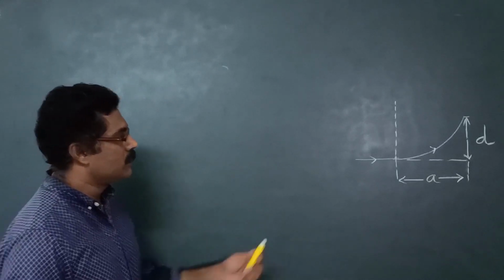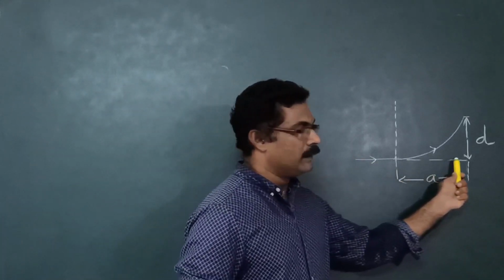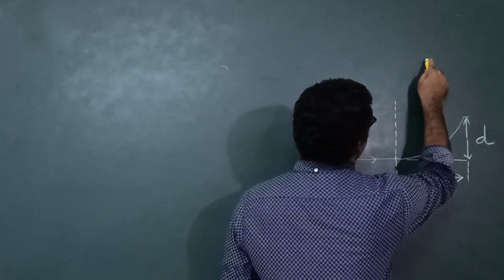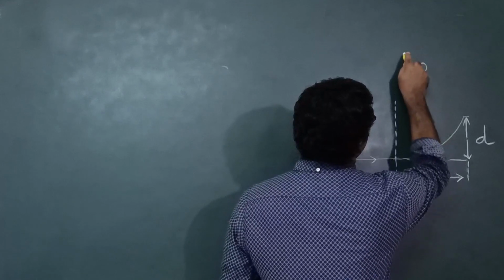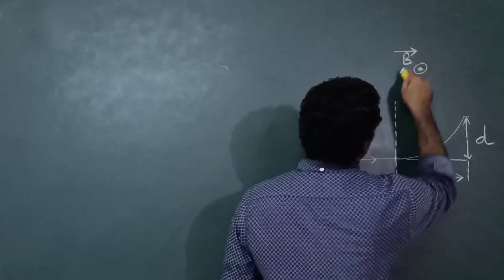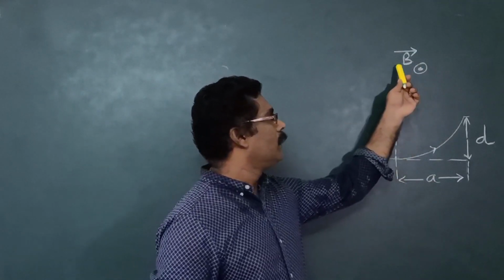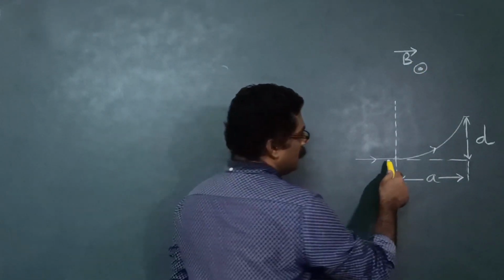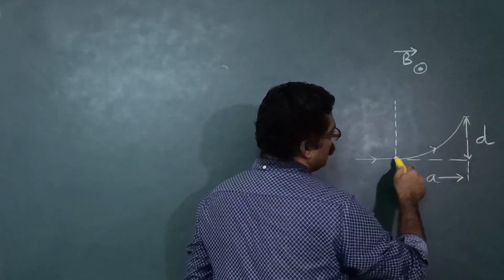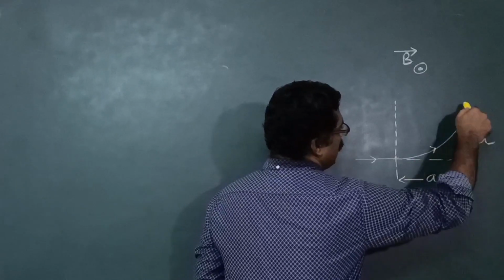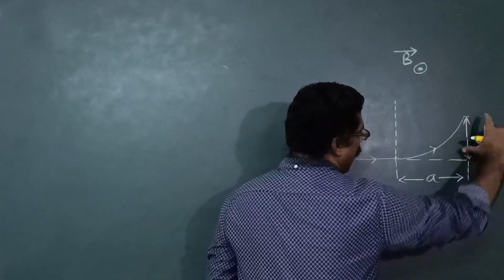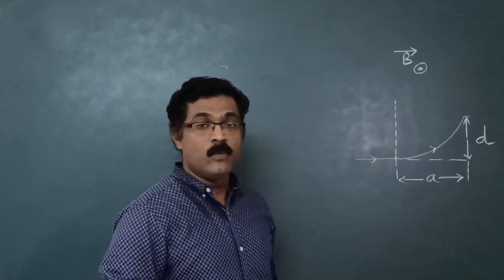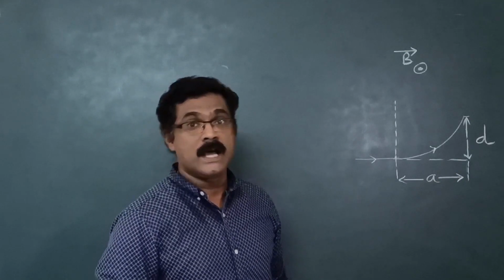Here the question is, a charged particle is moving through a magnetic field. B is the magnetic field, acting perpendicular and inward, and during its motion the particle deviates through a distance d after traveling a horizontal distance a. Then what is the momentum of the charged particle?